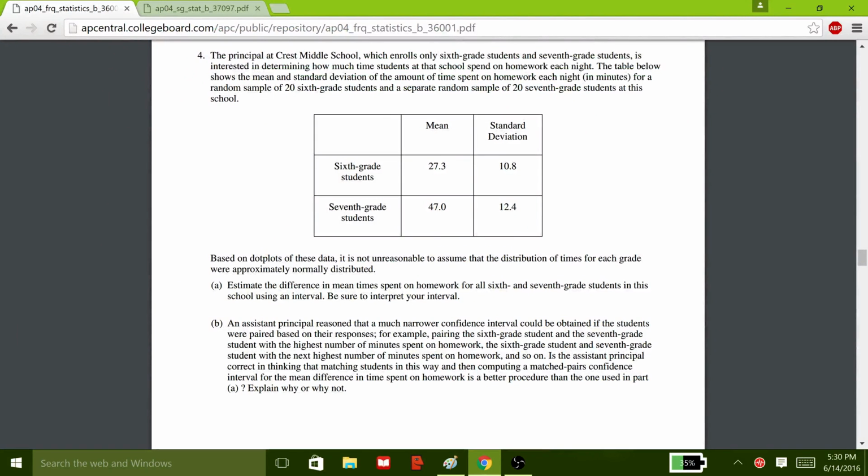I'm going to be solving 2004 number 4 Form B. The question reads, the principal at Crest Middle School, which enrolls only 6th grade students and 7th grade students, is interested in determining how much time students at that school spend on homework each night.